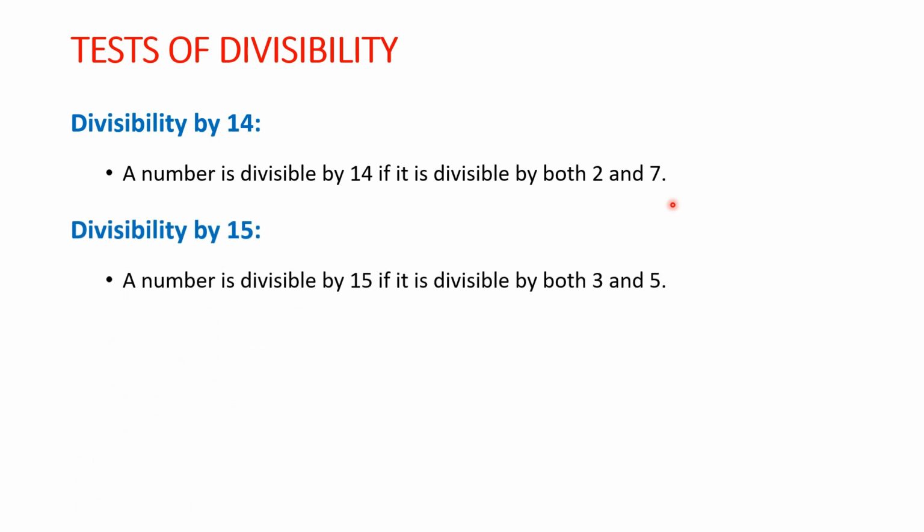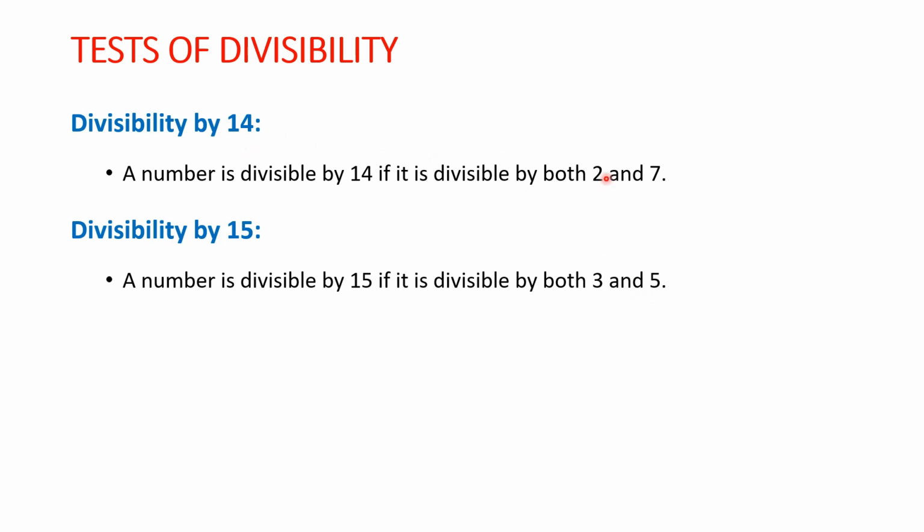Next, divisibility by 15. A number is divisible by 15 if it is divisible by both 3 and 5. Similarly, to find whether the given numeral is divisible by 15, first we have to find whether the given numeral is divisible by both 3 and 5. If it is divisible, then the given numeral is divisible by 15. Otherwise, it is not divisible by 15.